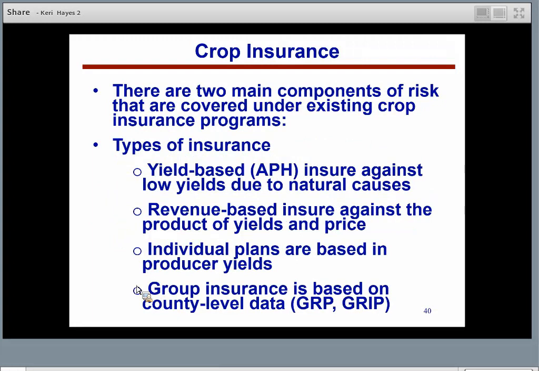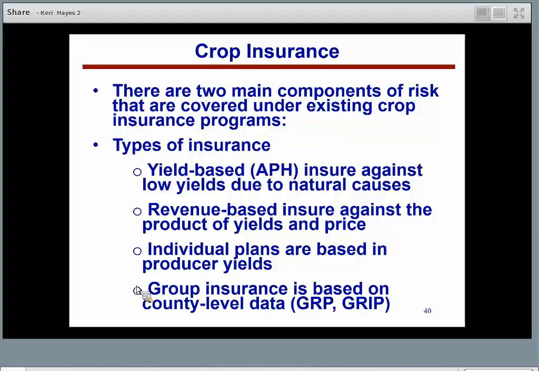So, types of insurance, the ones we're going to talk about, yield-based and revenue-based. So yield-based, you're basically insuring against low yields. Okay, so you're just insuring against production risk. Revenue-based, you insure against production and price risk, the product of the two. So you're not insuring against any individually, but you're insuring the product of the two. And we'll go through an example of just what that means.